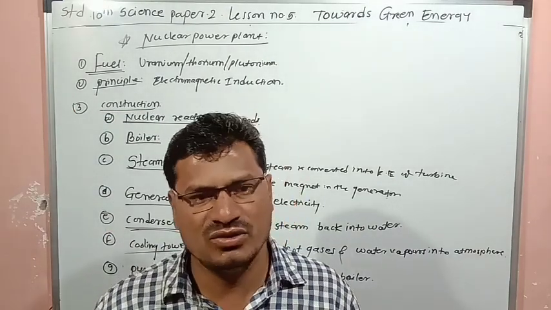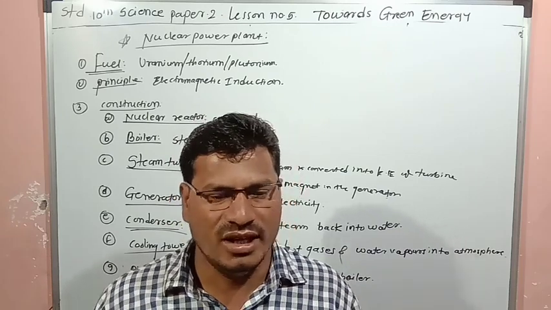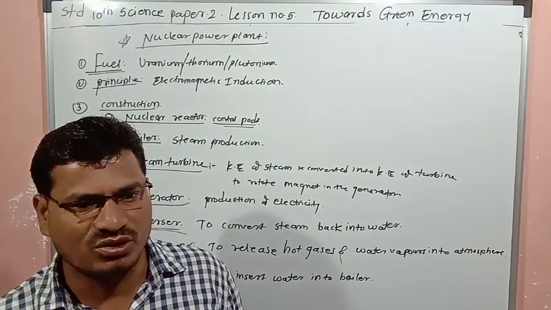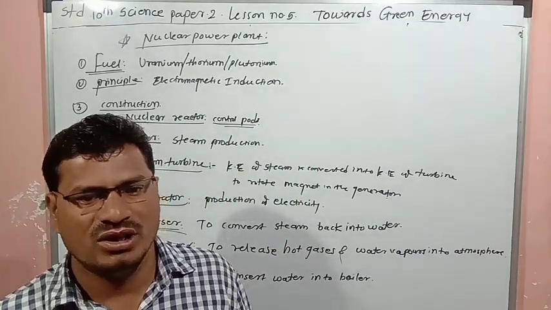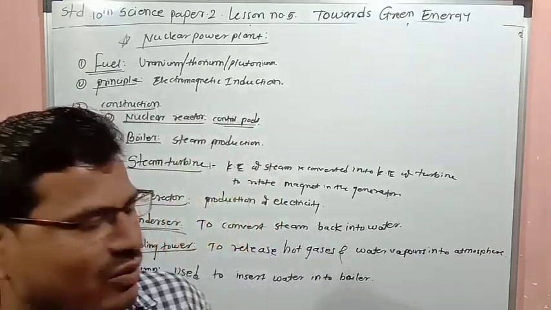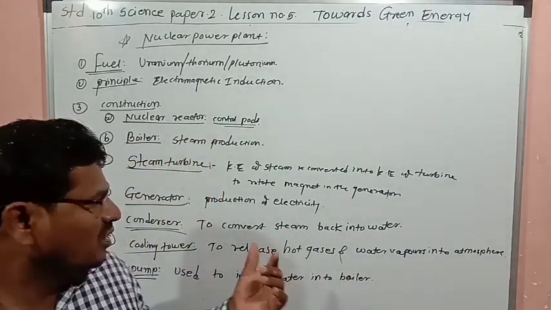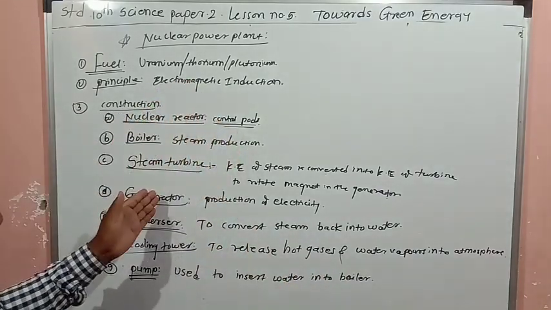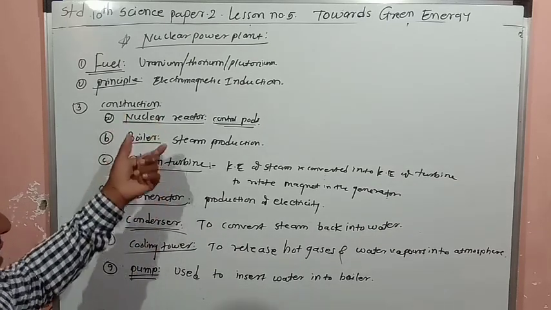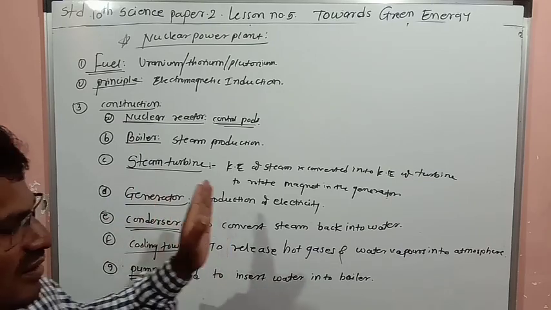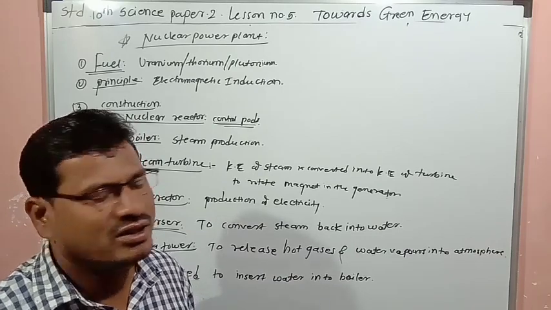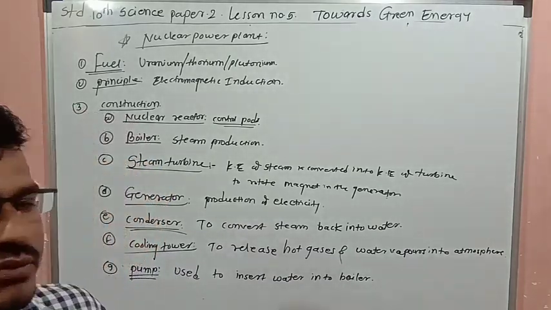In the construction you should draw one diagram, a schematic of the nuclear power plant. With the help of that diagram we'll explain the construction and working. After drawing the diagram, you have to make points about the different devices present and write their work. The working will be explained after drawing the diagram. Okay.